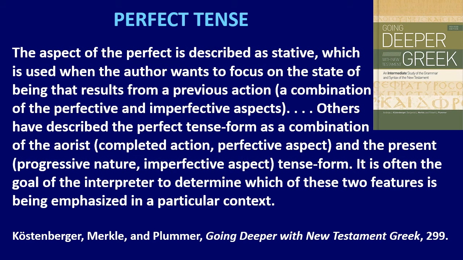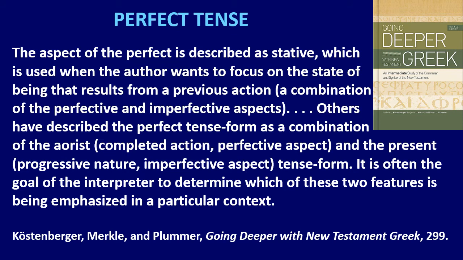They also go on to say this, and it's helpful. The aspect of the perfect is described as stative, which is used when the author wants to focus on the state of being that results from a previous action, a combination of the perfective and imperfective aspects. Hence, I prefer to call it combinative. They go on to say, others have described the perfect tense form as a combination of the aorist, completed action, perfective aspect, and the present, progressive nature, imperfective aspect, tense form. It is often the goal of the interpreter to determine which of these two features is being emphasized in a particular context. And that is very true.